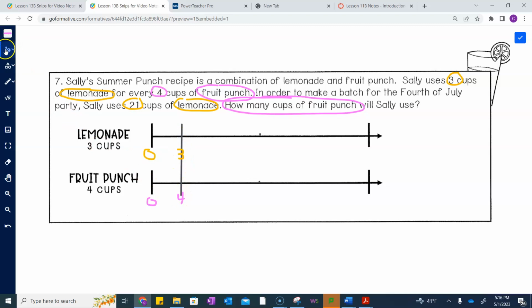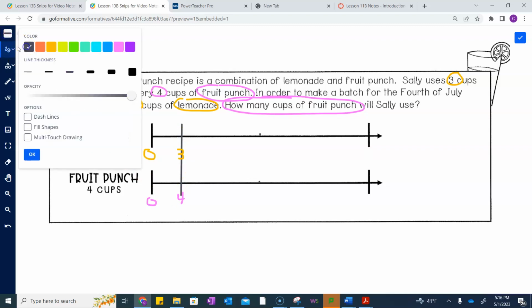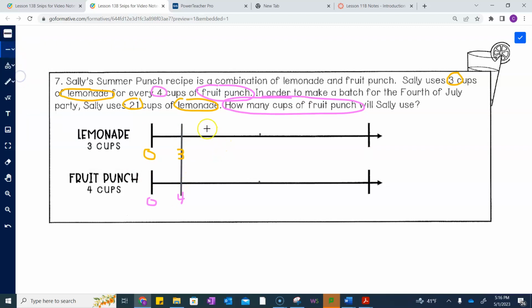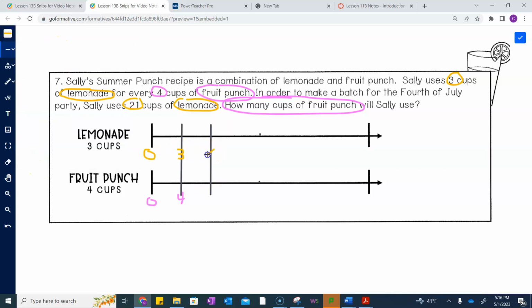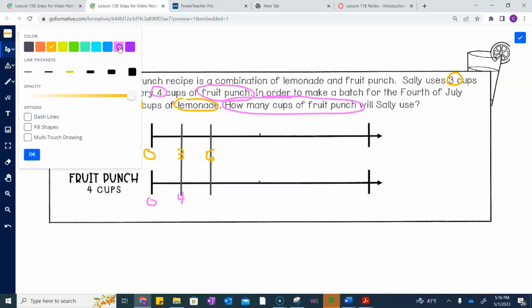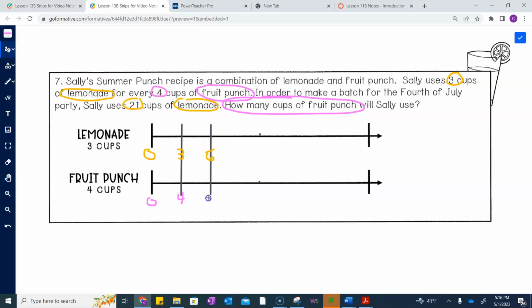But if I decide to make 2 batches, then I need to up my recipe. If I make 2 batches, let's draw a line through, I will need 6 cups of lemonade, because I'm going to double my 3 cups. I need 6 cups of lemonade to 8 cups of fruit punch. I have to double both. Equivalent fractions. These are equivalent, 3/4 and 6/8.